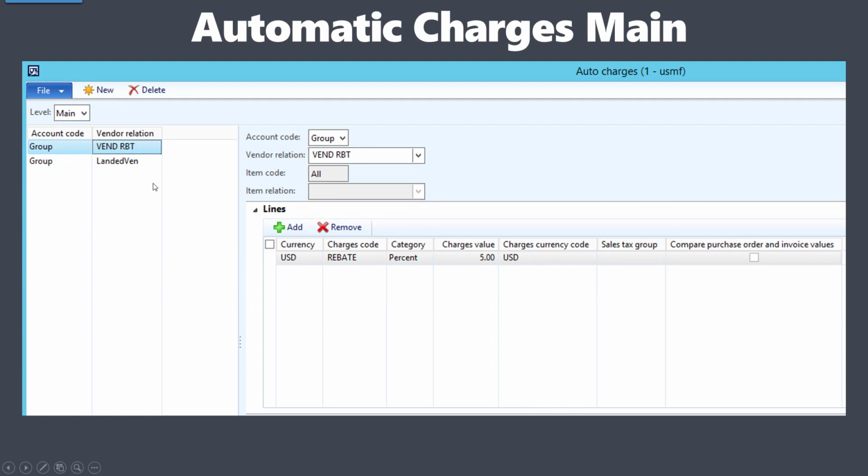So here's an example. Here's an allocation for vendor rebate, and what it's saying is that when you have a vendor rebate group, and you'll notice this is at the header, it's going to create a rebate charge of 5%. So these groups that are offering a rebate, these vendors, it's going to put a 5% miscellaneous charge on there.